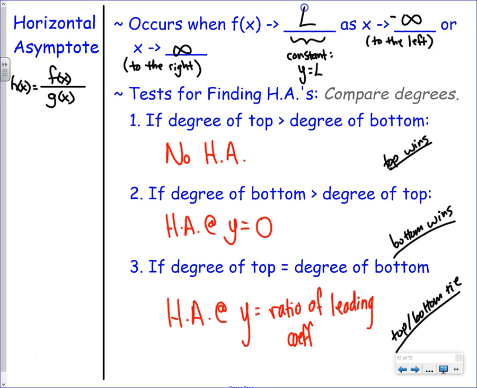We're basically going to make a little fraction out of the two terms that tie, the two highest. We're going to make a little fraction, cancel out the variables, and say, hey, what numbers are left? That is our horizontal asymptote. Ratio of leading coefficients means you take both of the terms of the top and bottom that tied, ignore the rest, because think about it this way.